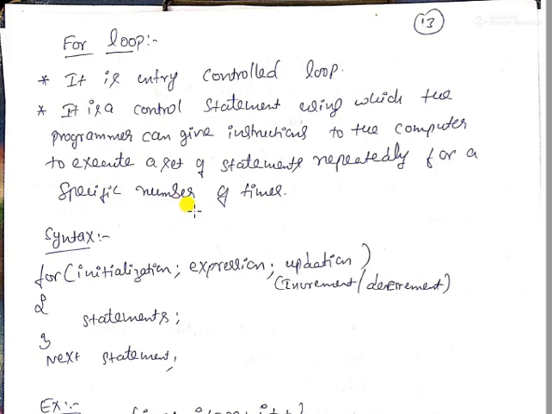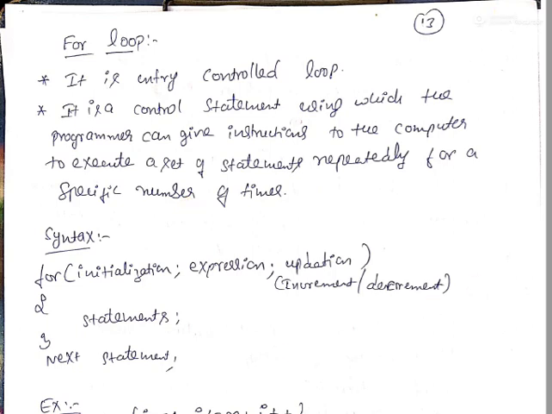So here you can execute your statements repeatedly. This one is a different looping statement compared to while and do while. Here you can fix the number of iterations. You can fix how many times your looping statement executes in the for loop. Next we see the syntax.